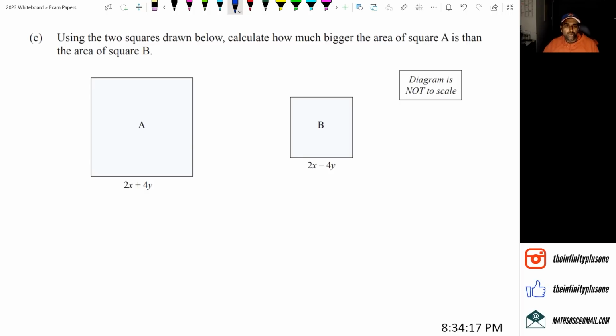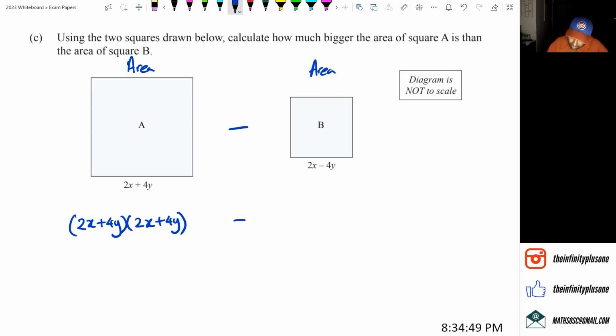Alright, so question 2, what we've got here is using two squares, calculate how much bigger the area of square A is than square B. So all we're doing is area of square A minus area of square B. Area of a square is just base times height. So area of square A is going to be 2x plus 4y times 2x plus 4y, minus area of square B, which is 2x minus 4y times 2x minus 4y.